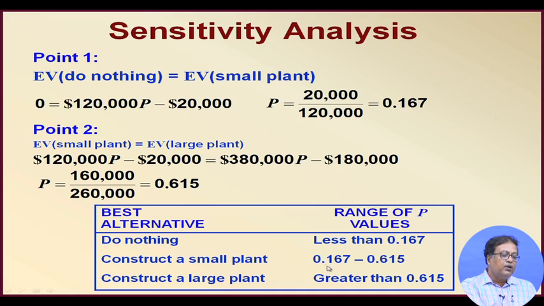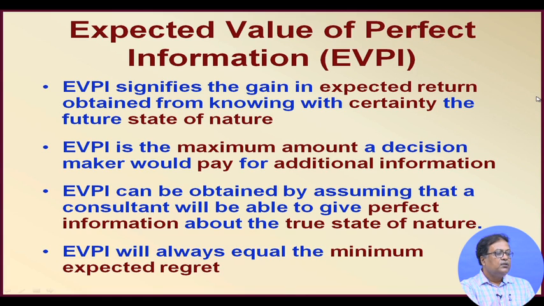When it is between 0.167 to 0.615, you construct a small plant, and when it is greater than 0.615, it is better to construct a large plant, right. Now, let us look at the concept which we initiated earlier, that is about the value of information.